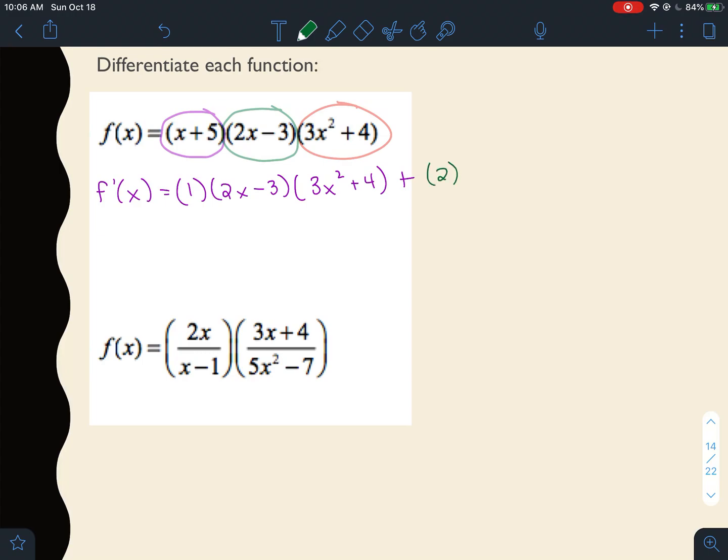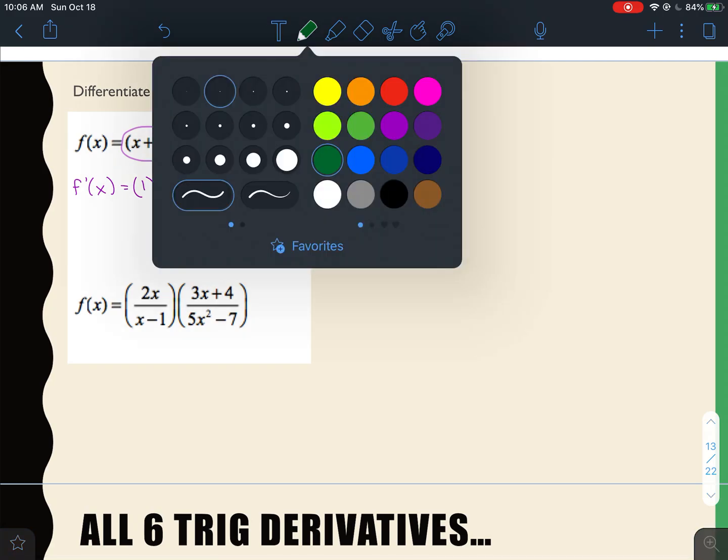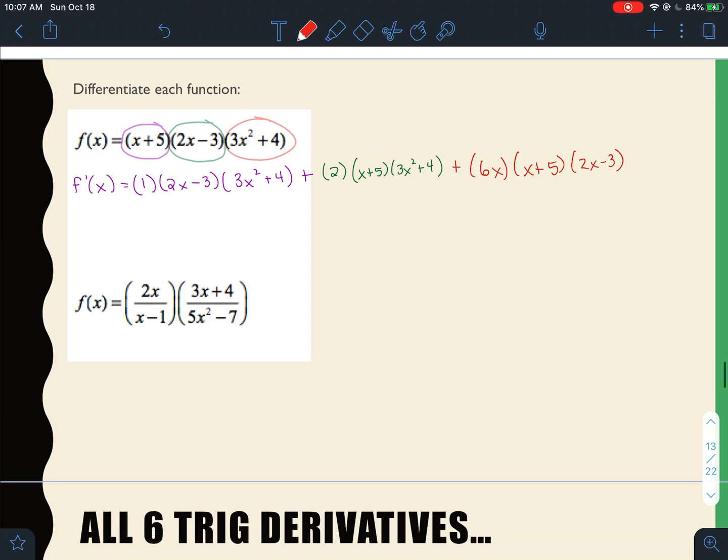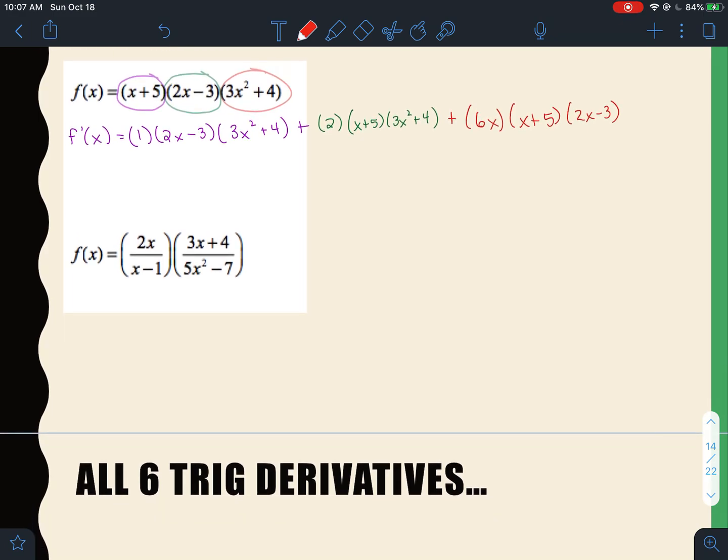Now we're going to take the derivative of the second, 2x minus 3, and the derivative of that is 2, and then we're going to leave the other two functions alone, x plus 5 and 3x squared plus 4. And then we're going to take the derivative of the third function, which is 6x, and then we're going to leave the other two functions alone, x plus 5 and 2x minus 3. And that would be the derivative of the original function. So the derivative of the first times leave the other two functions alone, plus the derivative of the middle function times leave the first and third functions alone, plus the derivative of the third function times leave the first and second functions alone.